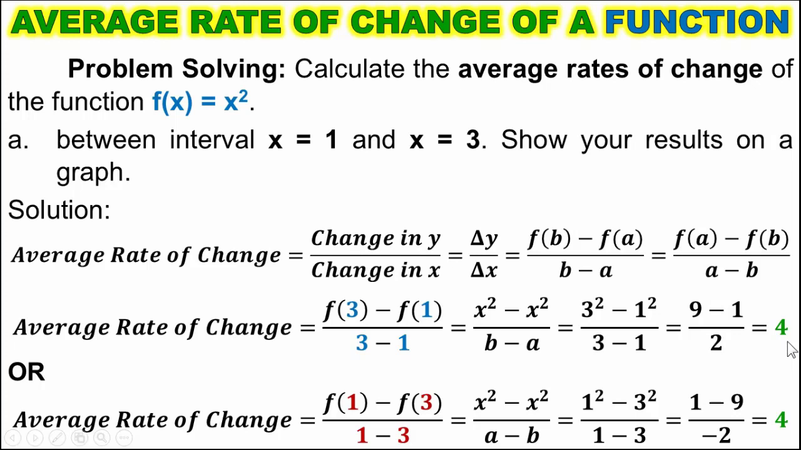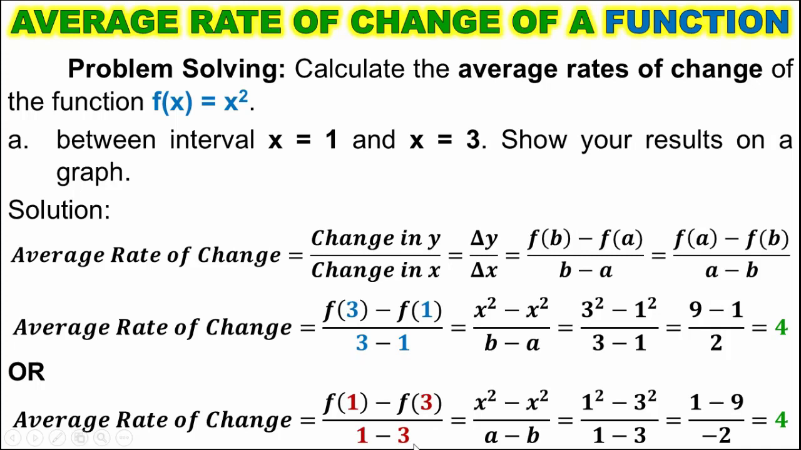Another formula for average rate of change of a function is f of a minus f of b all over a minus b. The value of a will be replaced by the value of 1, the start of the interval. The value of b will be replaced by the value of 3, the end of the interval, divided by 1 minus 3.